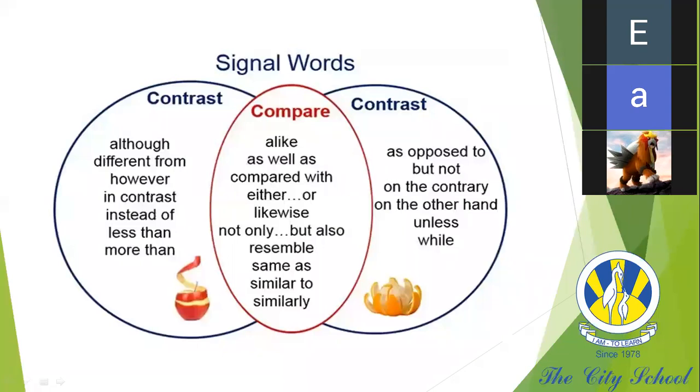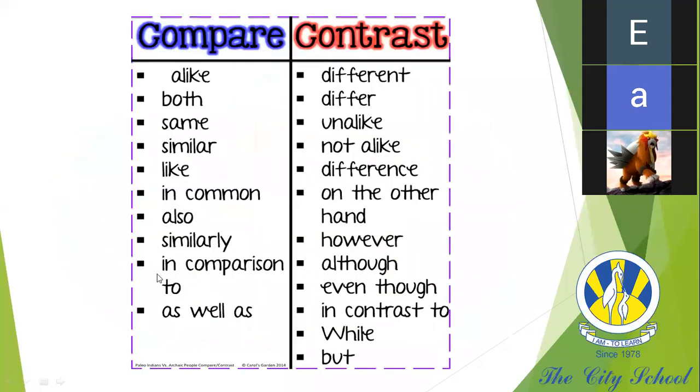Okay, the topic for today is compare and contrast essay. So these are the signal words which we use in your writing in order to make it obvious that either you are comparing or contrasting. Okay, some more words: alike, both, same, similar, like. When we contrast, we use different, differ, unalike, not alike, difference. On the other hand, however, although, even though, in contrast to, while, and but.